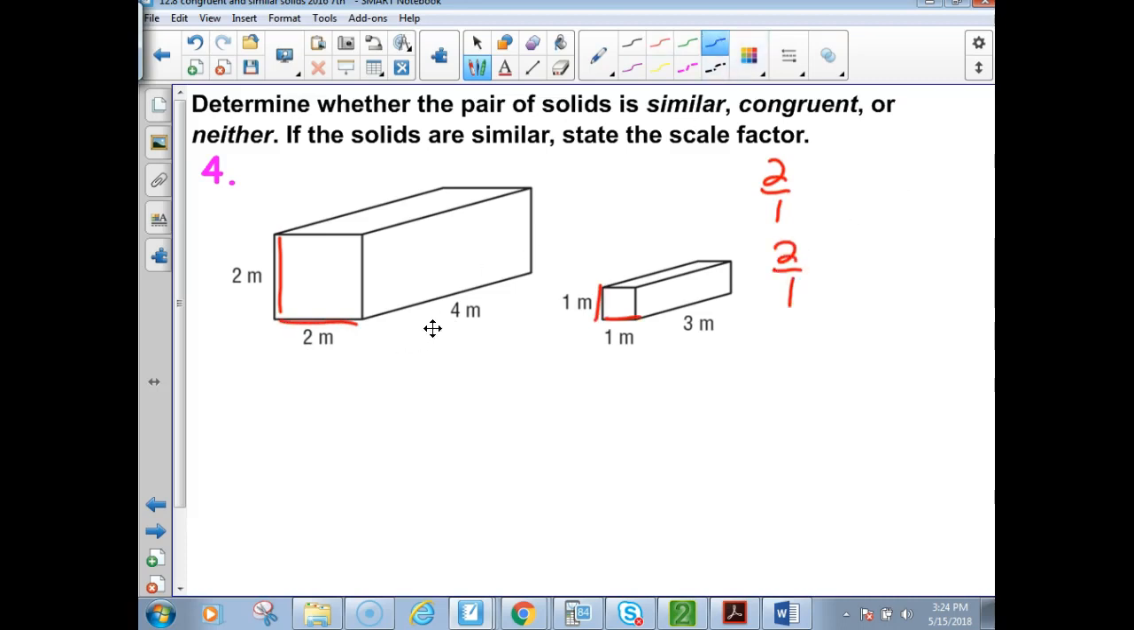But what's this one? 4 to 3. These are not equal. So not similar, which means that it is neither.